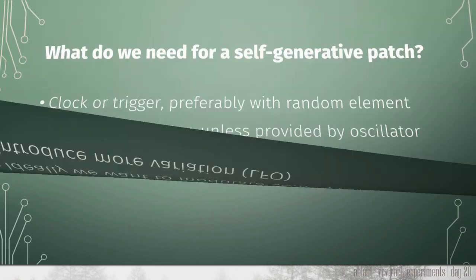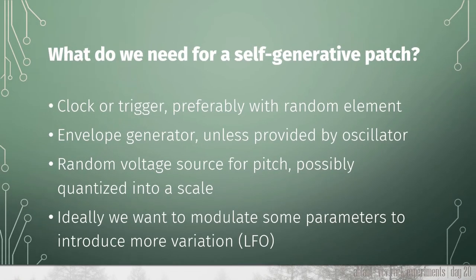Okay, in a schematic, oh no, wait. Before we go there, what do we need for self-generative? Okay, so we need a clock or a trigger, preferably with a random element. Because if we just have a clock that will generate our rhythm, we have the 1, 2, 3, 4, 1, 2, 3, 4, and that's not as interesting, I think. At least that's not usually what I want. So something random. How can we introduce randomness? That's one of our questions.